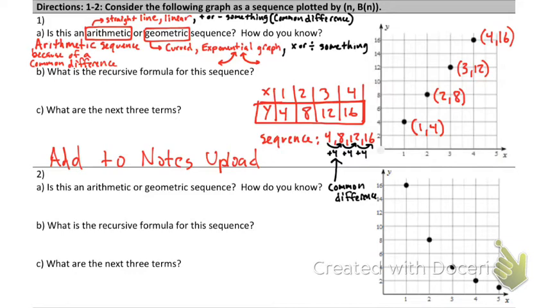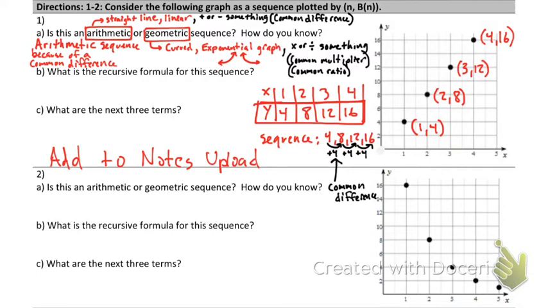This is called a common, I think the video calls it a multiplier, common multiplier. Okay, another word for this is common ratio. It means the same thing. So it's the number that you're multiplying by to get to the next number. Okay, so the best way to think about it: arithmetic adds or subtracts to get to the next number. Geometric multiplies or divides to get to the next number.